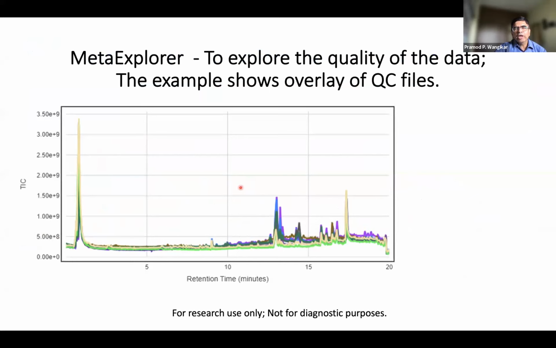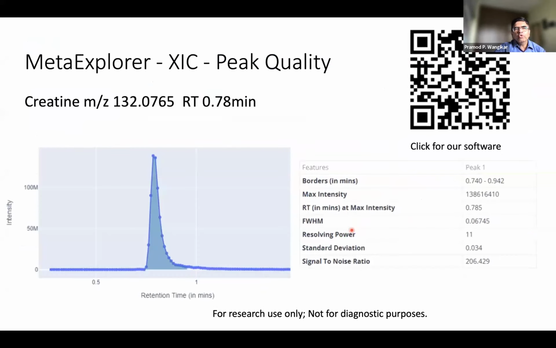As a first step, we would like to see how the quality of the data is. This shows the total ion chromatogram, or TIC, and this is shown for the QC files. So to begin with, okay, this looks good. Then I go and see whether my extracted ion chromatogram looks good. This is the extracted ion chromatogram. The software has already identified the peak boundaries, and we see now that the peak is of this width, the peak height is so much, and so on.